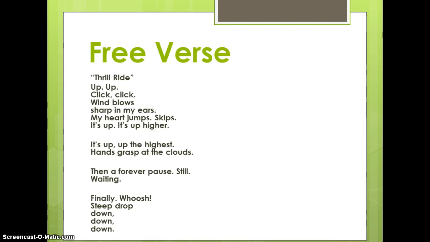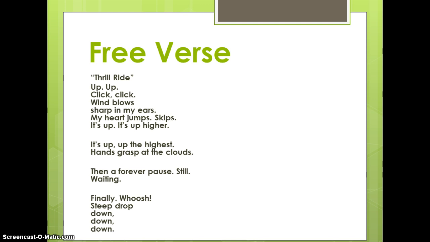Let's look at this poem together. It's called Thrill Ride. Up, up, click, click. Wind blows sharp in my ears. My heart jumps, skips. It's up higher. It's up, up the highest. Hands grasp at the clouds. Then a forever pause, still, waiting. Finally, whoosh, steep down, down, down, down.